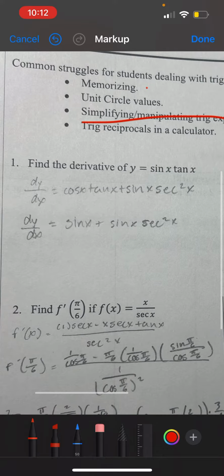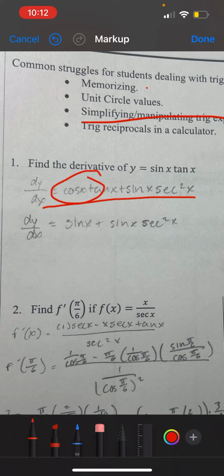And yeah, find the derivative of y equals sine x tan x, right? So here we use the rules we just learned, right? And the only thing I simplified was this part and turned it into a sine, but that's all I did, just to make it look a little bit cleaner.